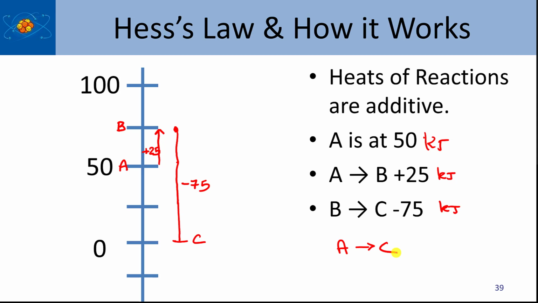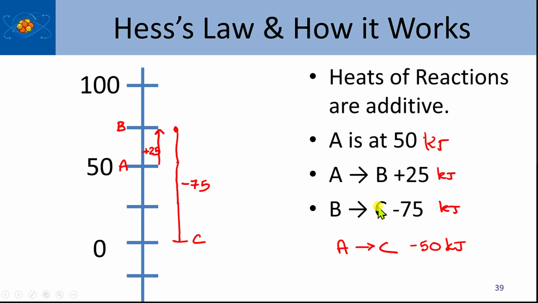Now, if you just look at these reactions and you add them together, what you'll find is that 25 plus minus 75 is equal to minus 50. And that's kilojoules. Furthermore, if you look at how the reactants go to B, A goes to B, then B goes to C.